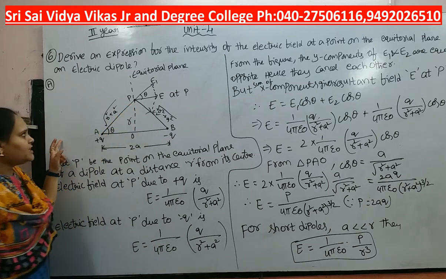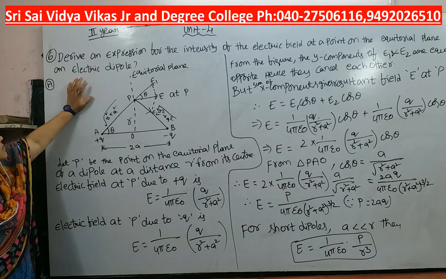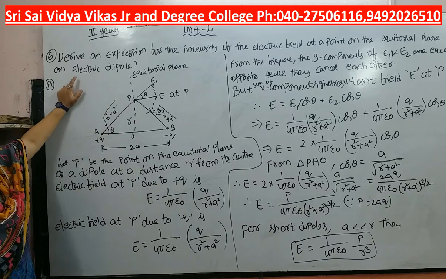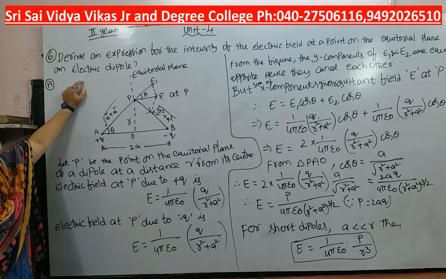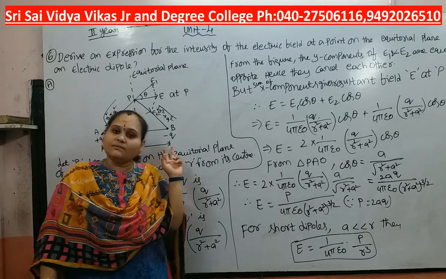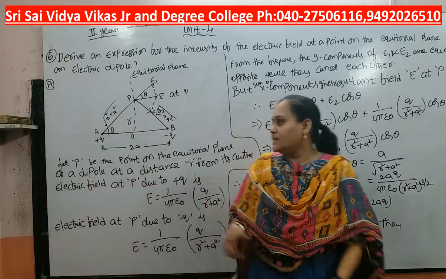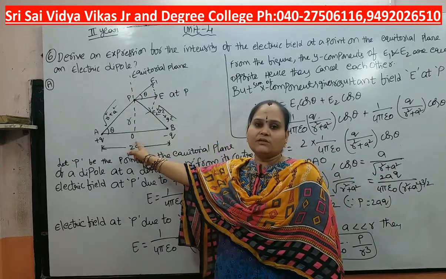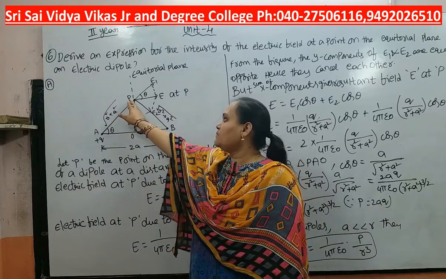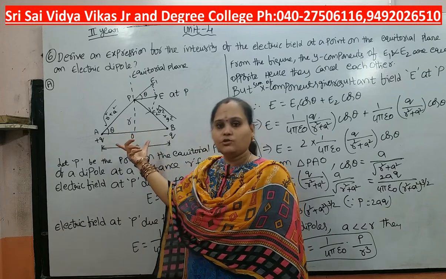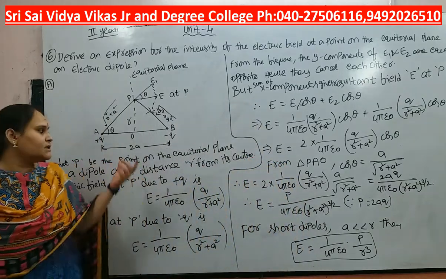So now, first derive an expression for the intensity of the electric field at a point on the equatorial plane of an electric dipole. For this purpose, we are considering an electric dipole of equal and opposite charges, that is plus q and minus q, placed at A and B and separated by a distance 2a. Here this is the equatorial line. The distance from P to O is r. The two charges are separated by a distance 2a.